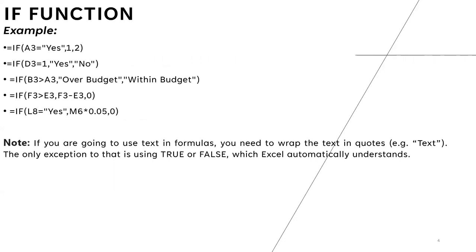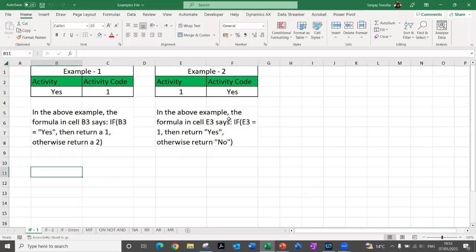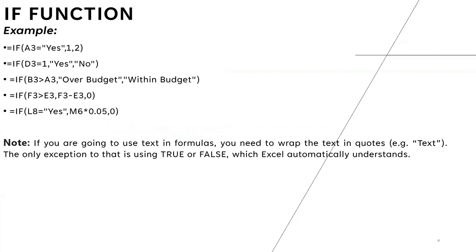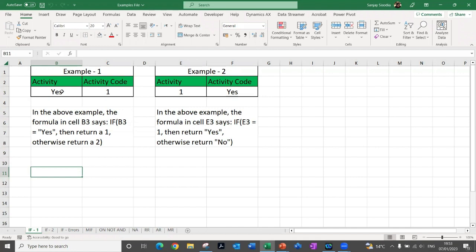So let's look at these examples in detail. The first example is, if the value in cell A3 is yes, then the system should return 1. And if the value in cell A3 is anything other than yes, it should return value 2. So here you can see in this cell, we have put value yes. So the logical test is passed. So here we are getting 1.